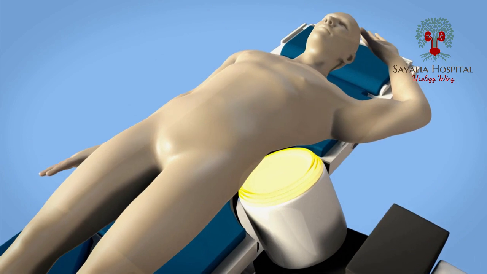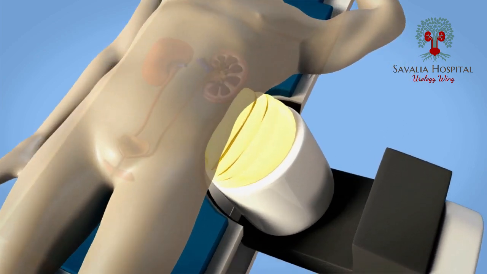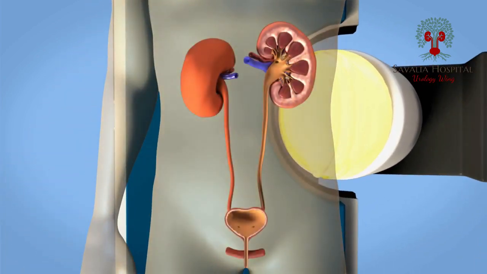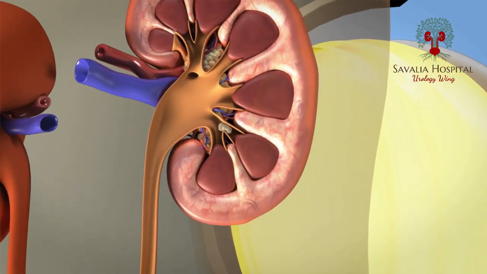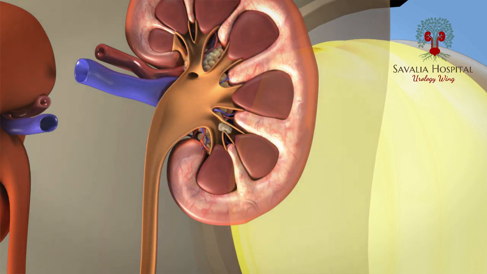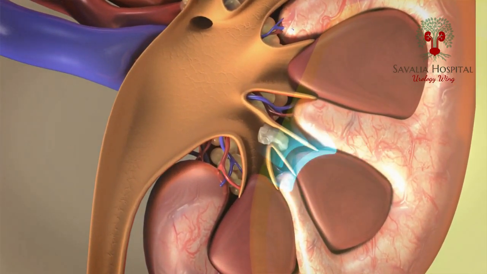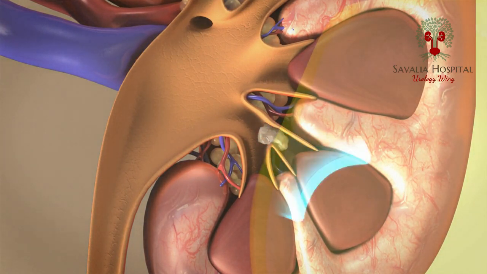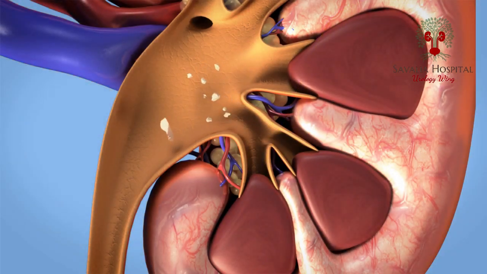You are placed on an operating table with your flank positioned towards the shockwave generator. Imaging with X-rays or ultrasound might be performed to pinpoint the exact location of the stones. Focused shock waves are then transmitted to the stone through the skin. The stone absorbs the energy of the shock waves and breaks into pieces as small as grains of sand.